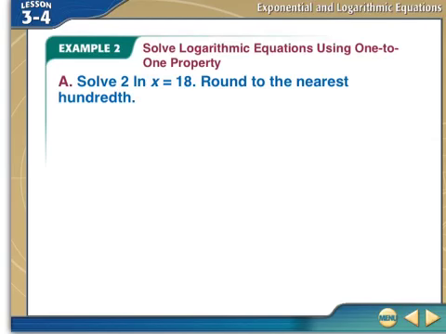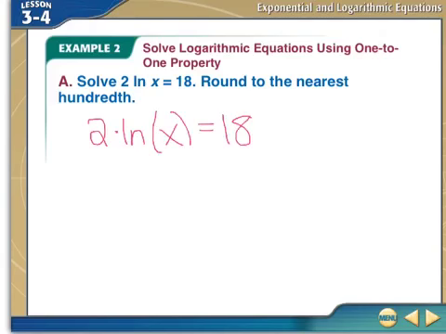In example 2, part A, we are asked to solve logarithmic equations using the one-to-one property. In part A, we're asked to solve 2 times the natural log of x equals 18, and round our answer to the nearest hundredth. Now, 2 times the natural log, which is ln, of x is equal to 18.